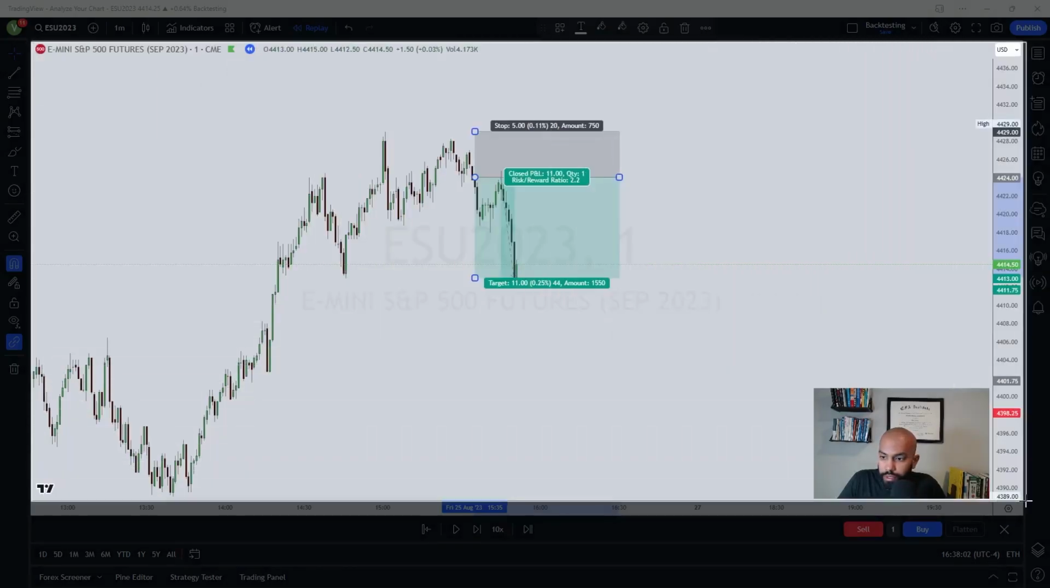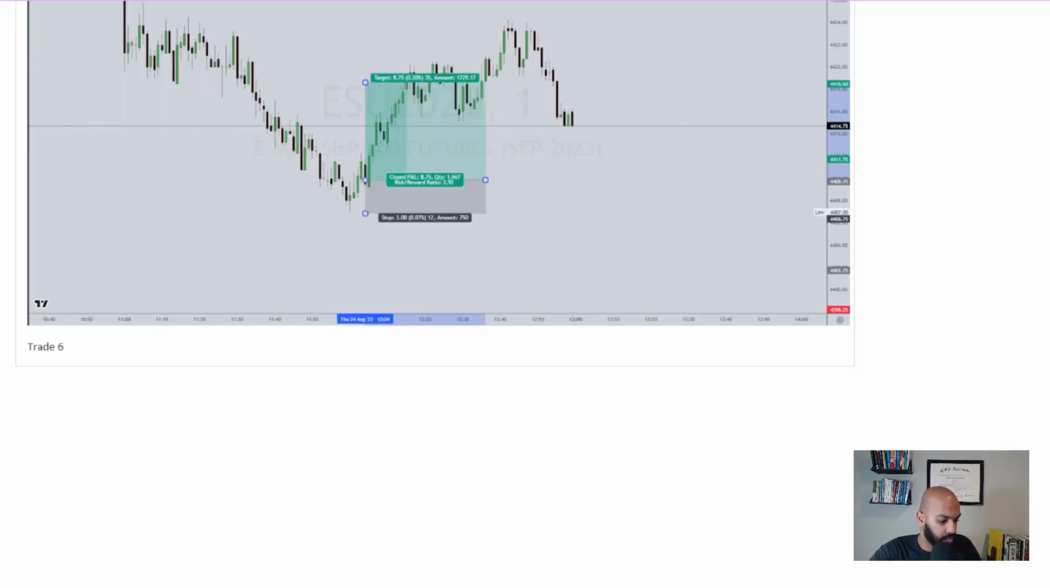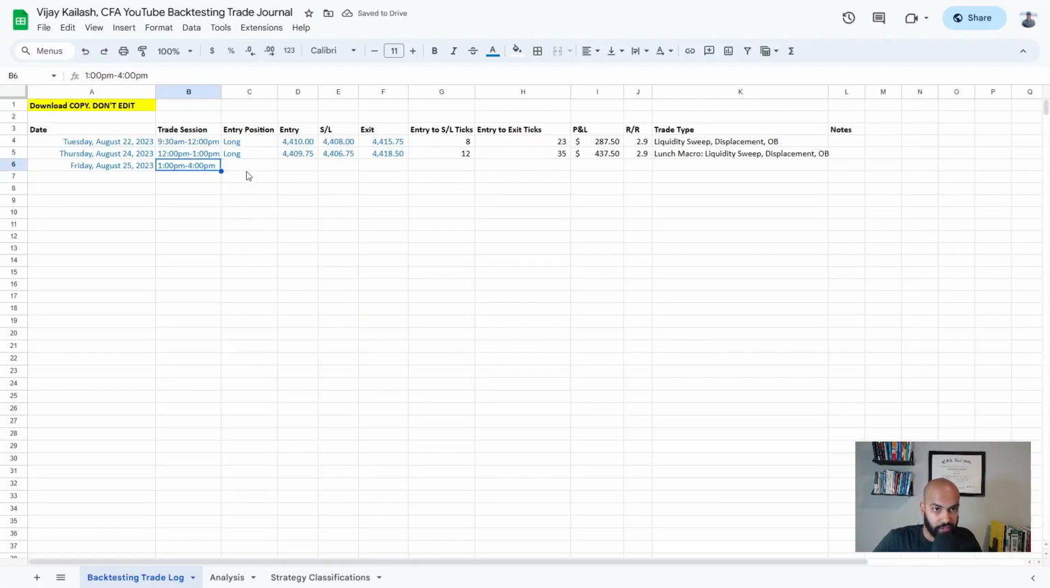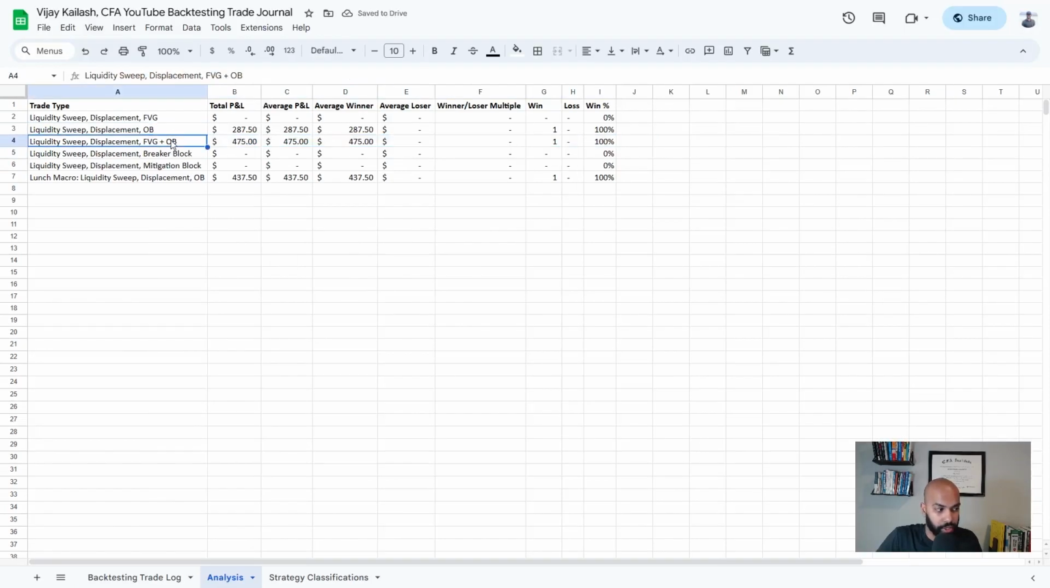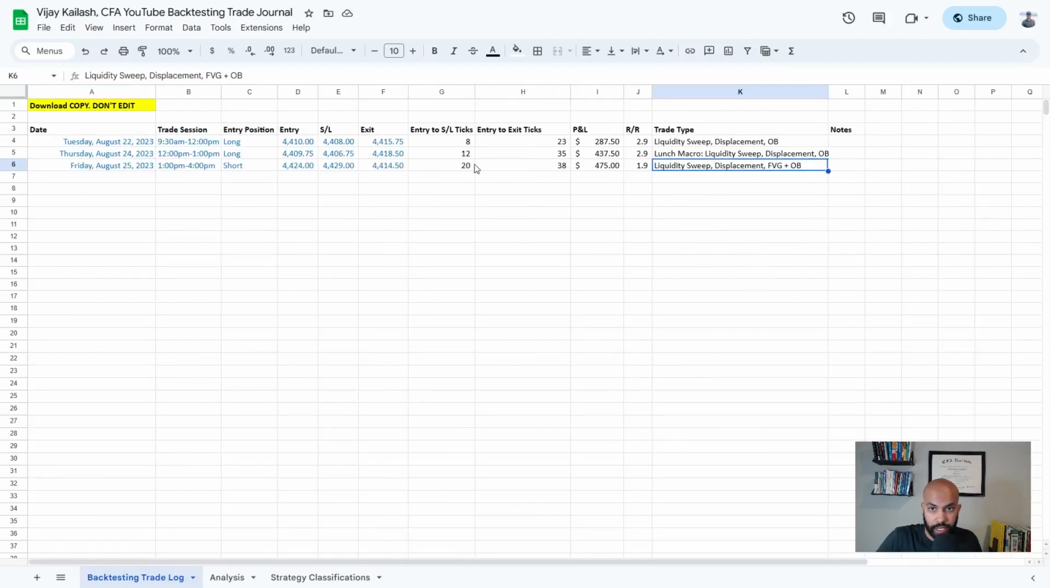So of course you gotta screenshot it. Trade 6, type in win, 1 to 4 p.m. This was a short, entered at 44.24. We put our stop at 44.29, and then we take profit at 44.1450. Perfect. So I actually added a new category here. This is with fair value gap plus order block, and that is what I tagged in right here.